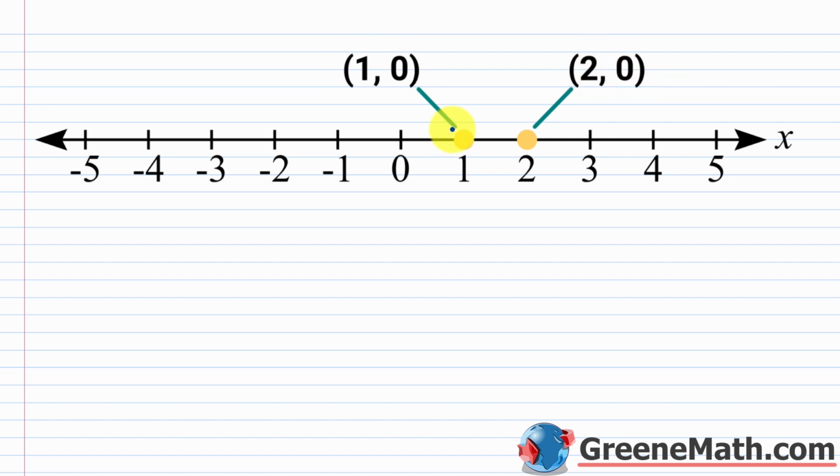But again, remember the behavior of this factor: the multiplicity of this was 2, so it's going to touch and turn around there, whereas this one, the multiplicity was 1, so it's going to cross through. So that's something you just want to keep in mind. You're still going to split this up into intervals, so anything less than 1, anything between 1 and 2, and then anything greater than 2.